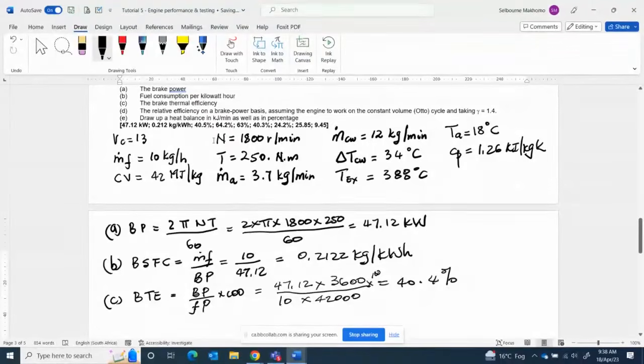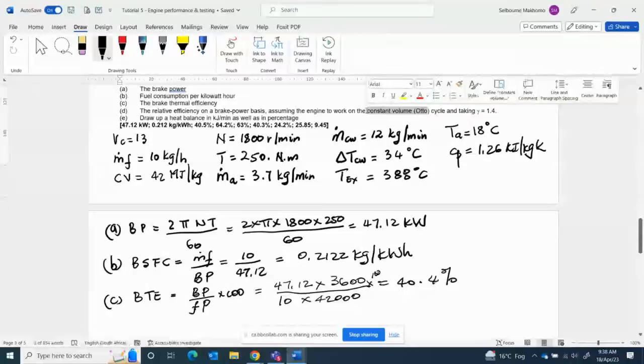Okay, so the relative efficiency on a brake power basis, assuming the engine works on a constant volume. The question said that we assume it's an Otto cycle, in other words, a petrol engine, but that compression ratio shows that it's a diesel. But now we are assuming that it's an Otto cycle. That's what the question is saying.